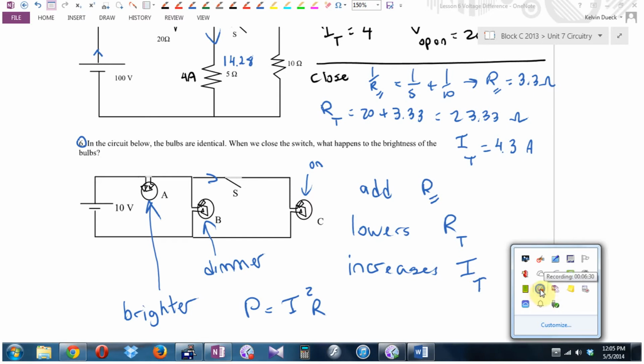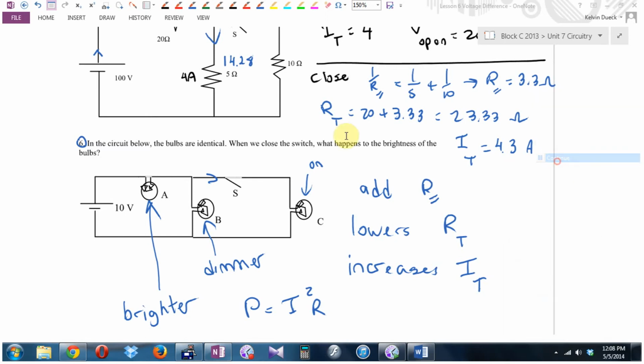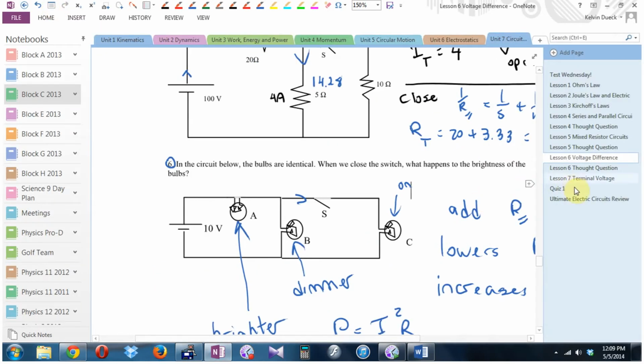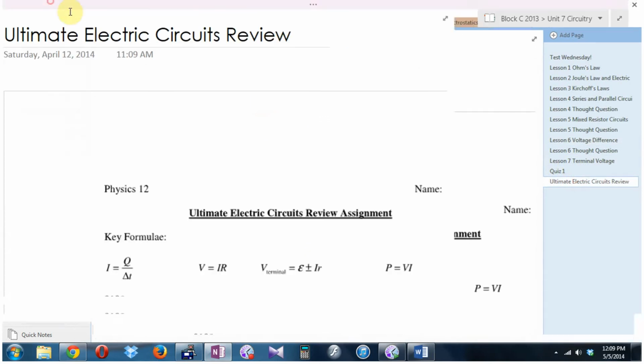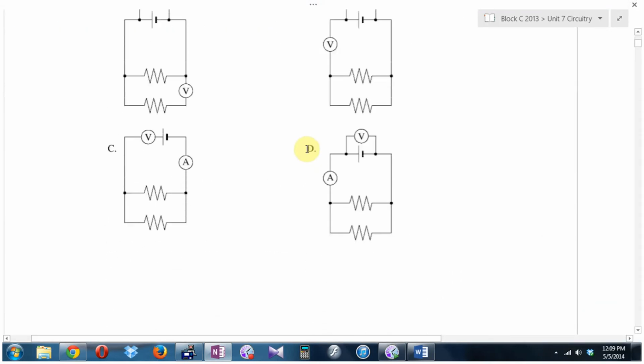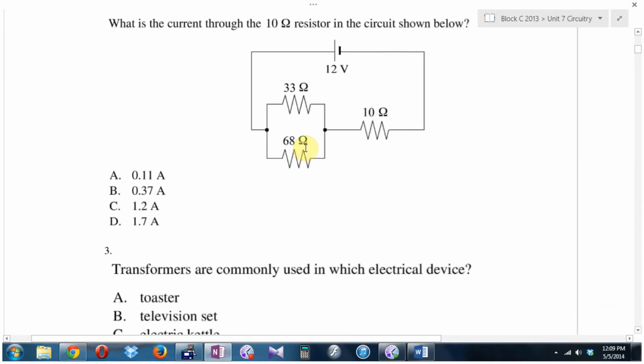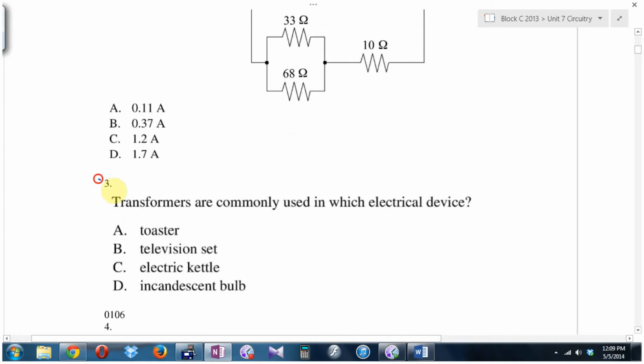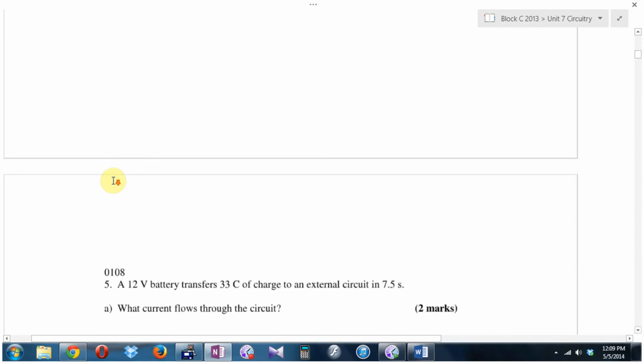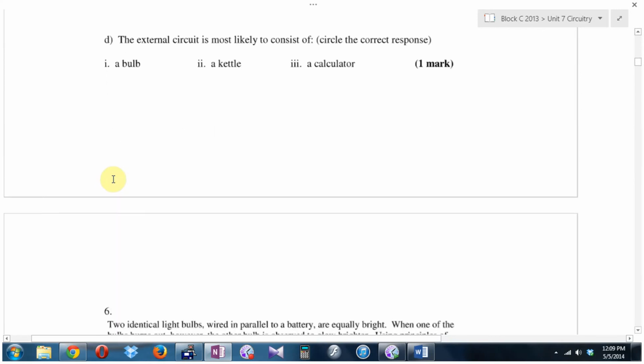Pause. First of all, can you take a look at the ultimate review that I just gave you? There's a couple of questions we need to nuke. So take a look at this. Number 3, transformers are going to be in a different unit. So cross out number 3, Nate. Cross out number 3 on the review. That's fine. There's one more.